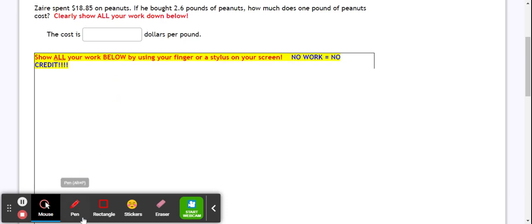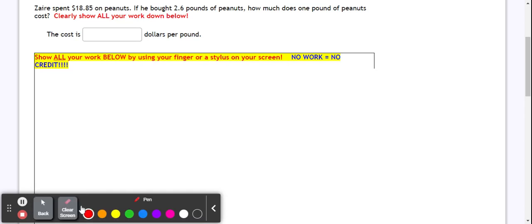Next. I spent $18.85 on peanuts. He bought 2.6 pounds of them. How much does 1 pound of peanuts cost? So that means it's going to be 18.85 divided by 2.6. So you move it one time.